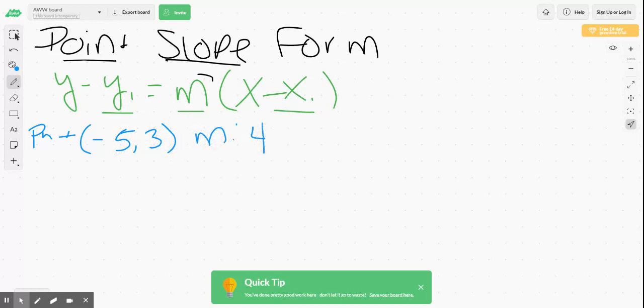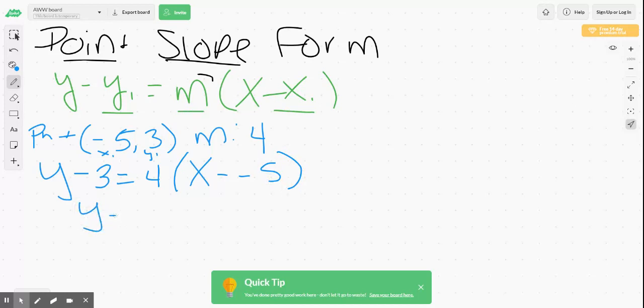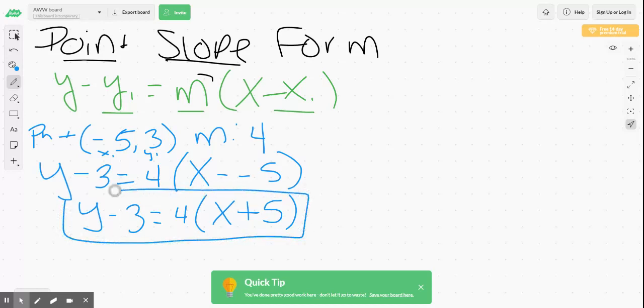All right, so here we go. Let's sub everything in. That first y in the problem stays, so I have y minus my y1. So this is x, this is y. So minus 3 equals, the m of this problem is 4, parentheses, x minus x1. So that would be x minus -5. I said minus a -5. I'm going to fix this a little bit. So I'm going to have y minus 3 equals 4 times x plus 5, and those two negatives are going to change it into a positive. So this is my equation in point slope form.